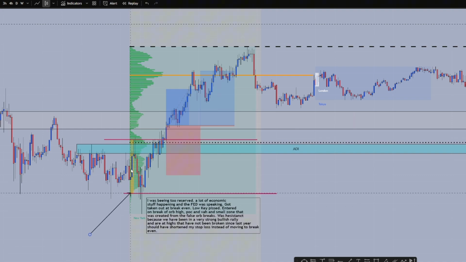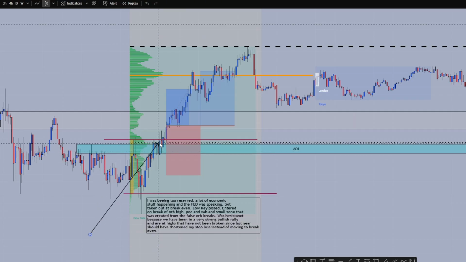So this is the ORB strategy, the ORB zone right here. This is the ORB low. This is the ORB high. Within the ORB, we created this zone right here. And as you can see, we played around this zone here. And then we broke right here. We broke this zone. This is a crazy amount of confluences.